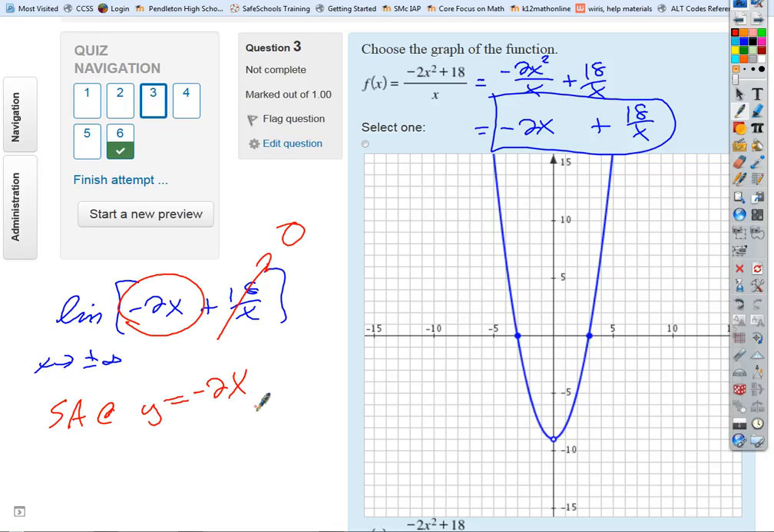And those asymptotes are really important. They give us the bones of the graph, right? The skeleton of the graph. Okay, what about the rest of this? Let's look.